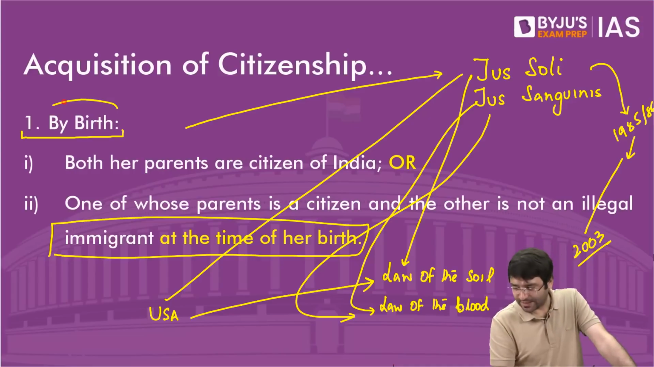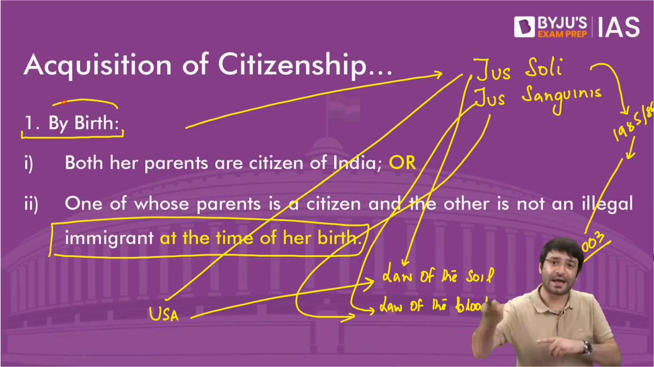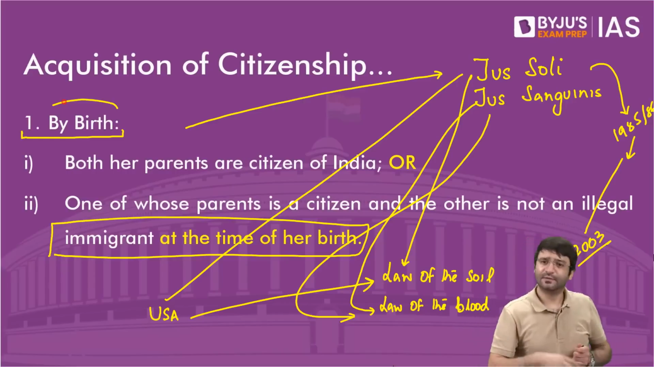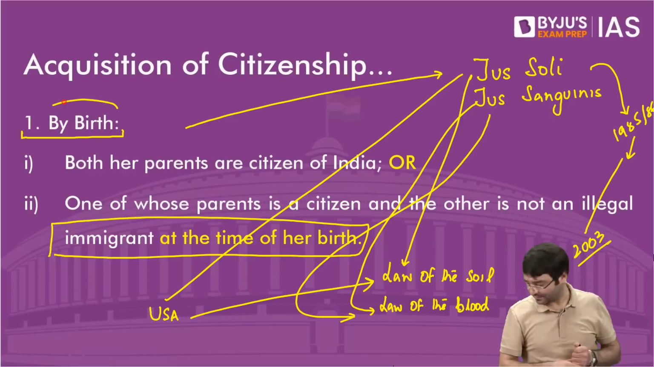Why is Article 3 not applicable for J&K? Article 3 is now applicable. Previously, it was not because that was a special status given to Jammu and Kashmir. Why? We will discuss that in the J&K chapter.